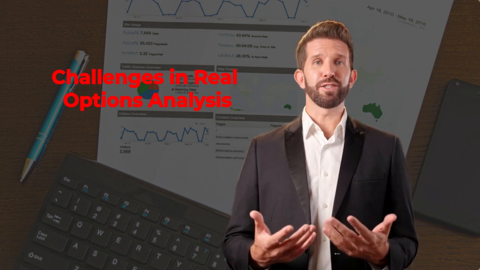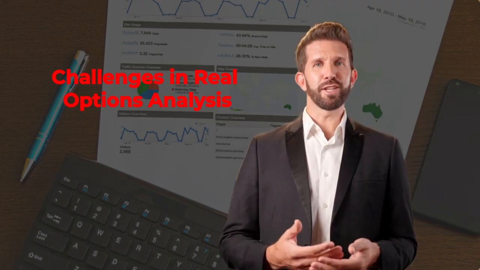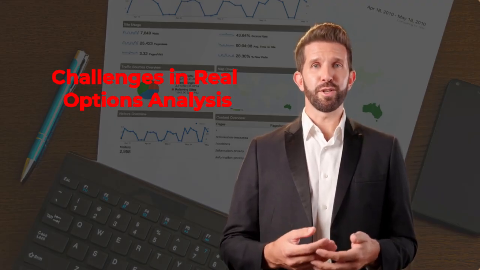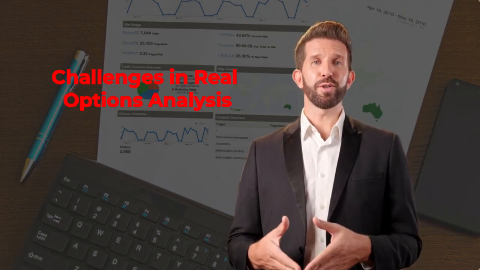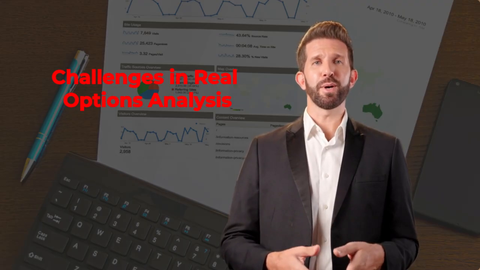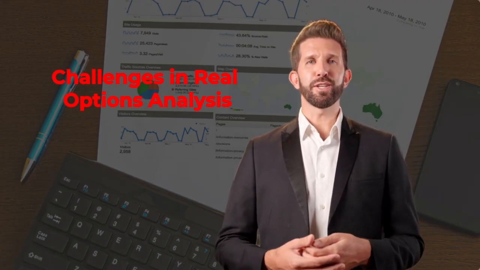Complexity. Advanced modeling and data required. Valuation difficulty. Estimating volatility or probabilities is difficult. Lack of standardization. No universal method across industries. Managerial biases. Overconfidence or pessimism can distort flexibility use.